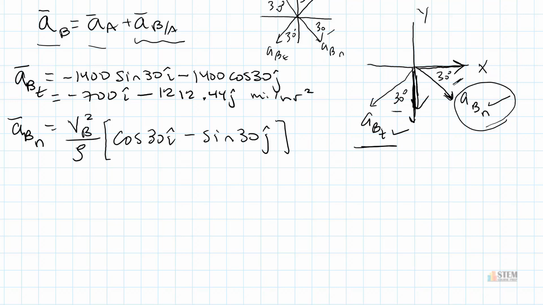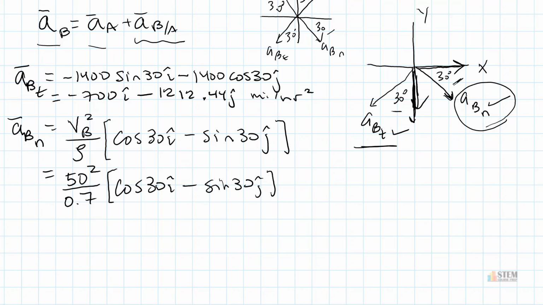All right, so now we have that. Now I know what VB is. It was given in the problem. I also know what rho is, so we can plug those values in. So VB was 50 miles per hour. So we're going to square that, put it over rho, which was 0.7. And then again, just multiply by this unit vector. So the cosine 30 I minus sine 30 J. And that simplifies out to be 3092.95 I minus 1785.71 J. And again, that's miles per hour squared.